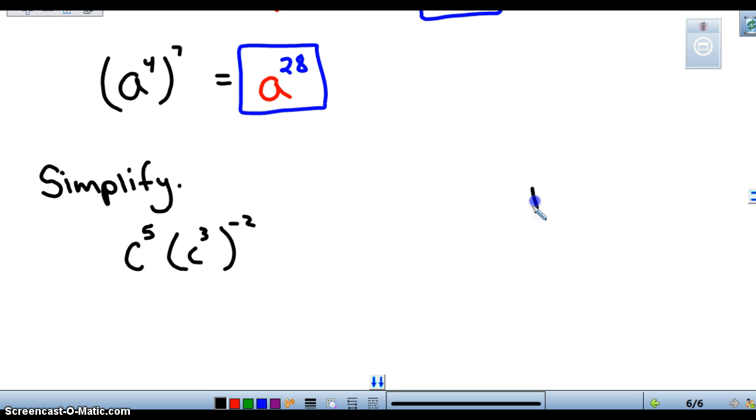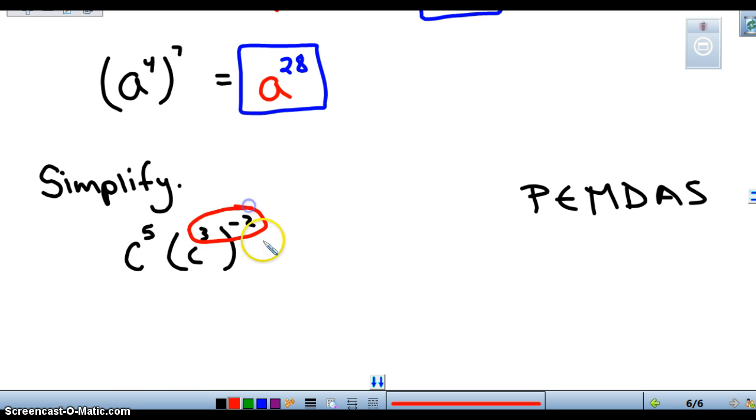Okay, so now if we think back to order of operations. Parentheses. Do we have parentheses? Can we do anything inside? No. What about exponents? That would be our next step. Our next step would be taking care of the exponents, that means whatever is being raised to another exponent. This would equal c to the 5th times c to the negative 6.